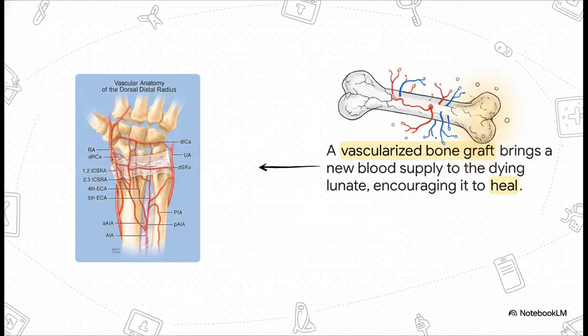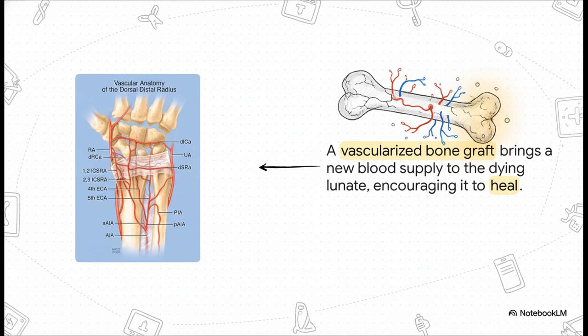So let's look at a really cool procedure for the early stages. It's called a vascularized bone graft. It sounds complicated, but here's what happens. The surgeon takes a small piece of bone from your forearm, but, and this is the amazing part, they keep its tiny little artery and vein attached. Then they transplant that whole living piece of bone into the dying lunate. It's like plumbing in a new blood supply, giving the bone the resources it needs to heal itself.